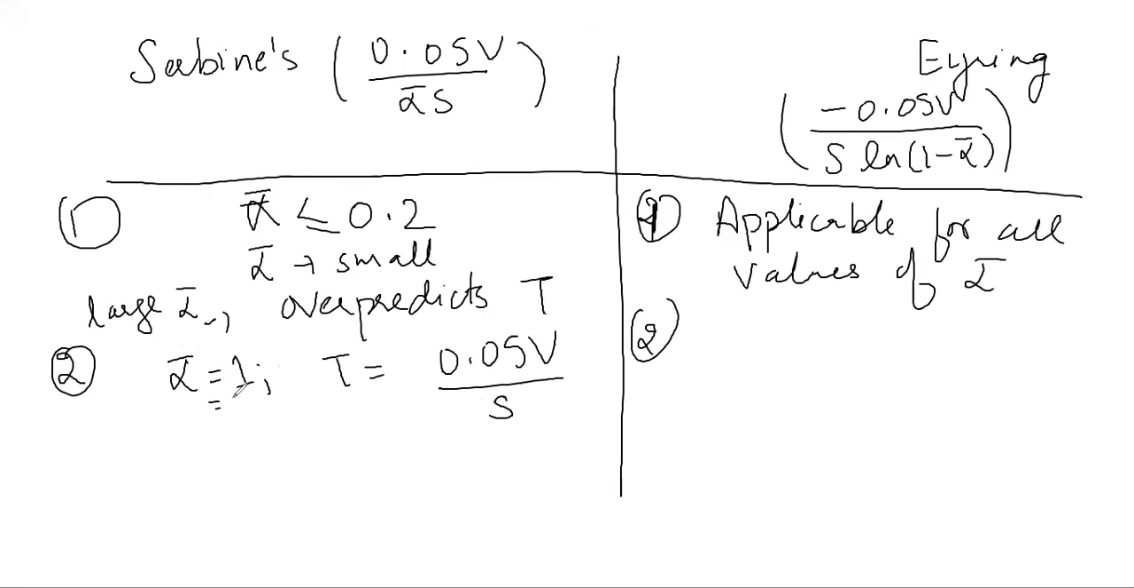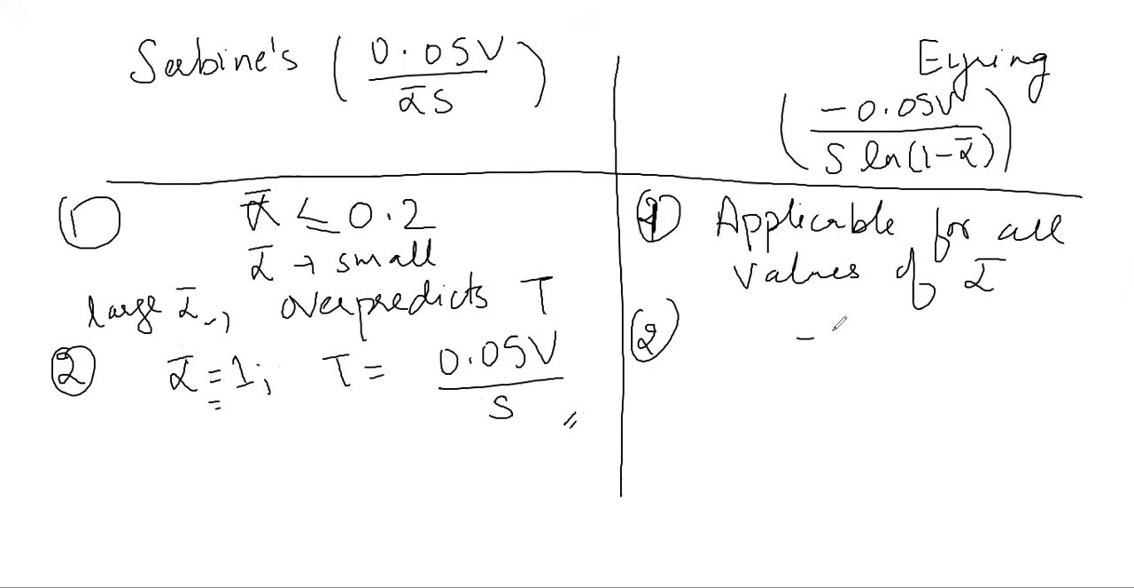But we know that if something is a perfect absorber, which basically means that it is going to absorb all the incident sound on it, then your reverberation time should be equal to 0. But Sabine's formula is saying that you will still get a finite reverberation time.